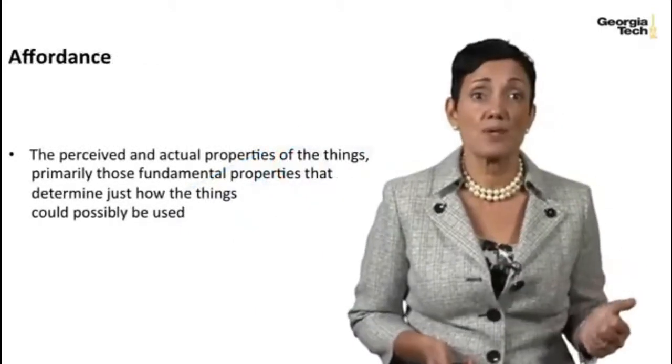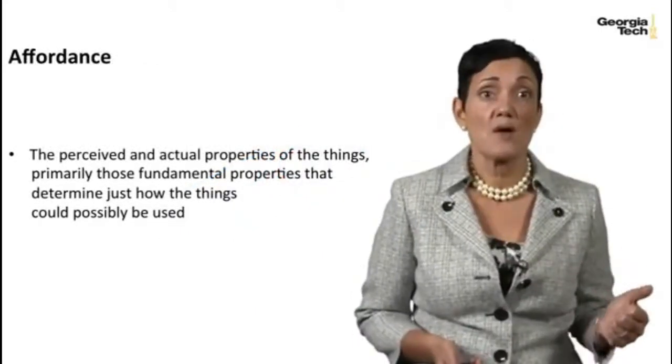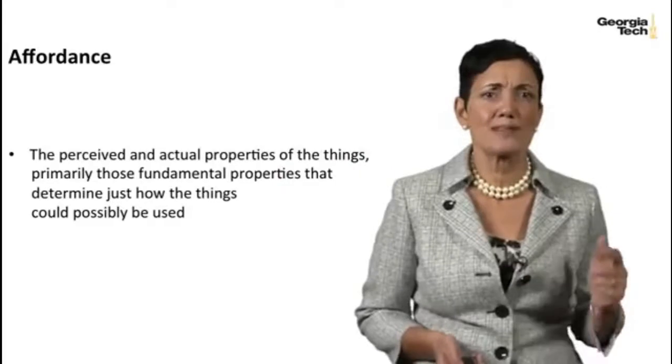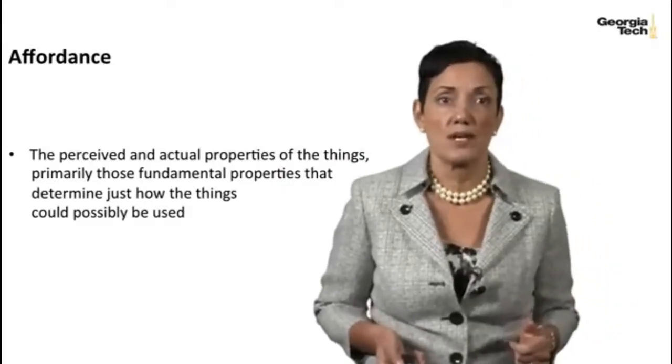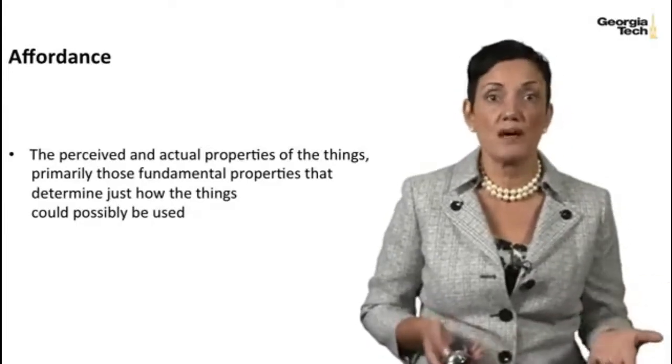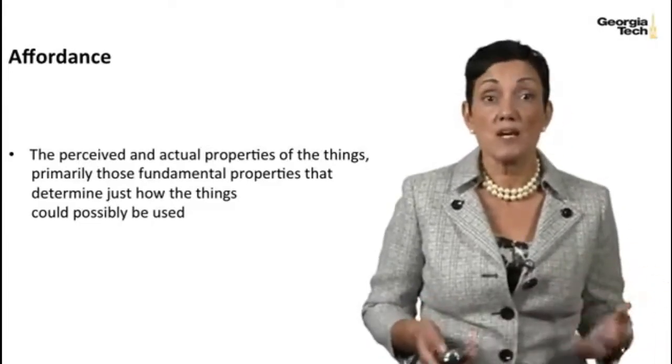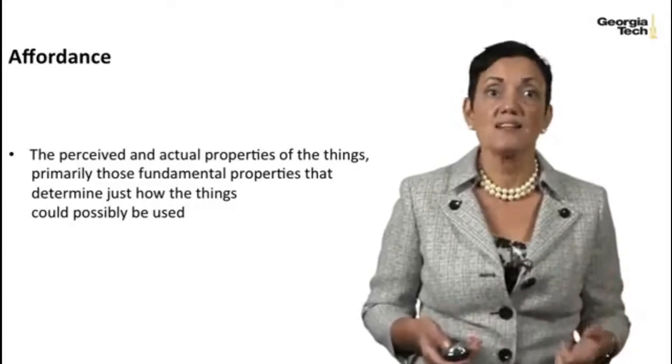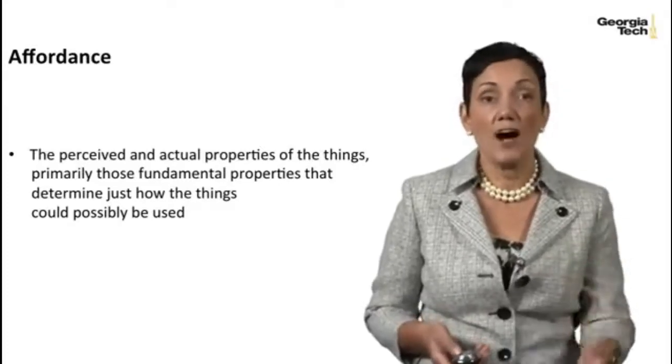Affordances are the actual properties of things, primarily those fundamental properties that determine just how things could possibly be used. If you look at your smartphone, we see all sorts of features. For example, buttons. Buttons are for pressing. The idea is that the affordance of that button is to press.